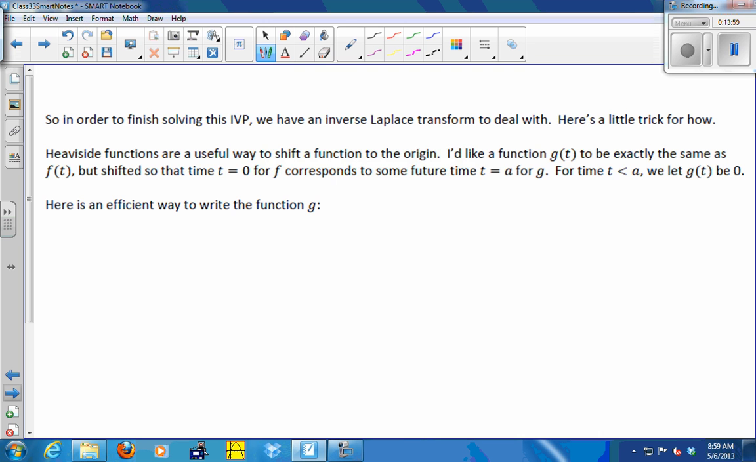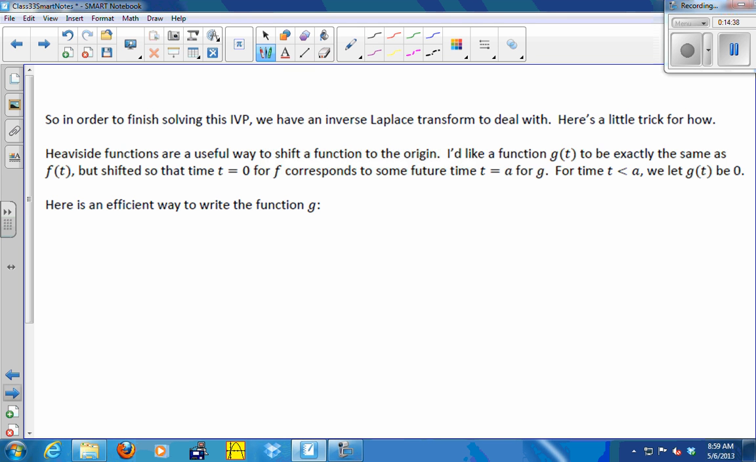Okay, so in order to finish this initial value problem, we have an inverse Laplace transform to deal with that we don't know how to do right now. So here's the little trick. Heaviside functions are a useful way to shift a function to the origin. So I'd like a function g of t that's going to be exactly the same as f of t, but shifted, so that time t equals 0 for f corresponds to some future time t equals a for g. So I'm just trying to come up with a new function g that's a horizontal shift of f.